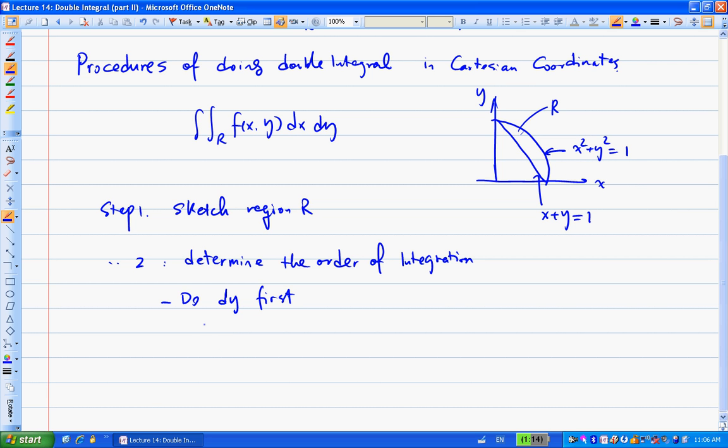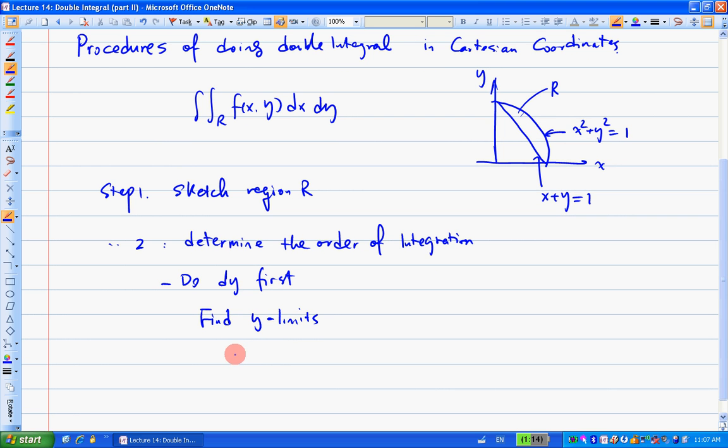In this case, you do the y first. You need to find the y limits. So how do we find the y limits? The way to find them is to draw a vertical line anywhere across this region R. Just don't draw it at the edges; draw it somewhere in between, crossing the region R.